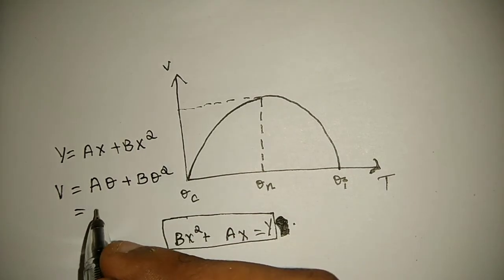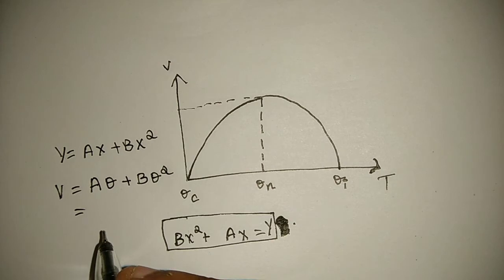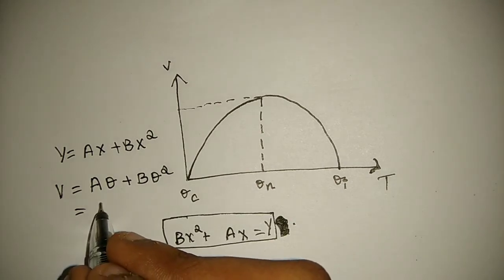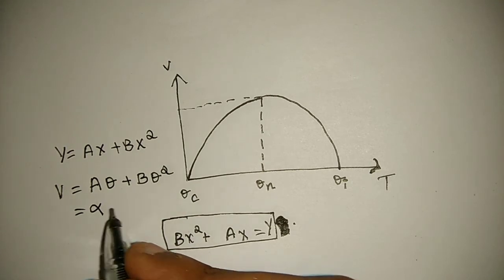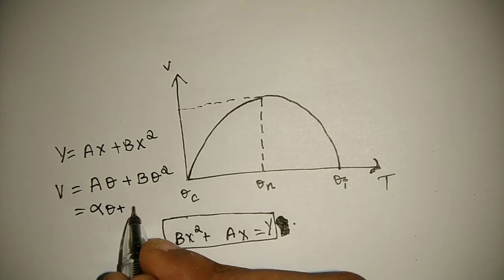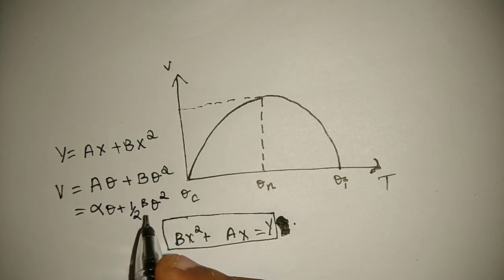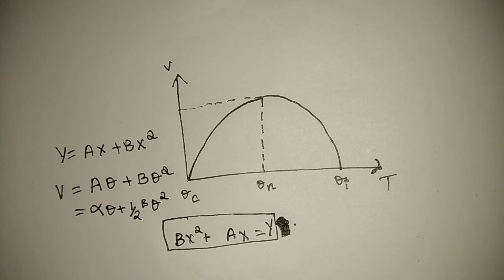By experimenting with this, we find that a is equal to a constant alpha, which varies from metal to metal, and b is equal to half beta, which is also a constant and also varies with metals. With these constants alpha and beta, we can find the thermo EMF when two dissimilar metals form a junction.